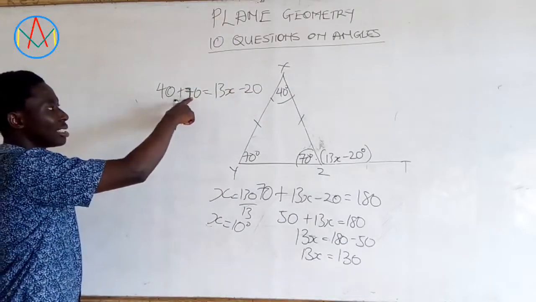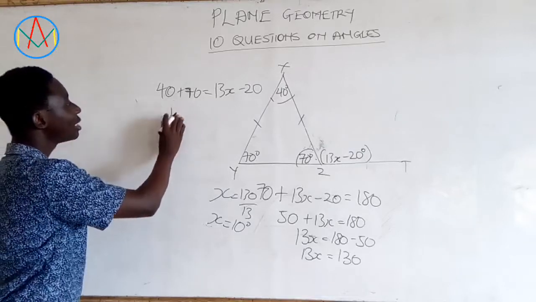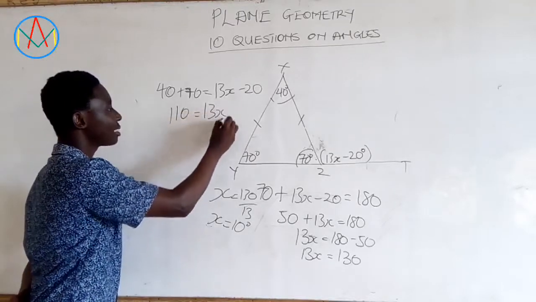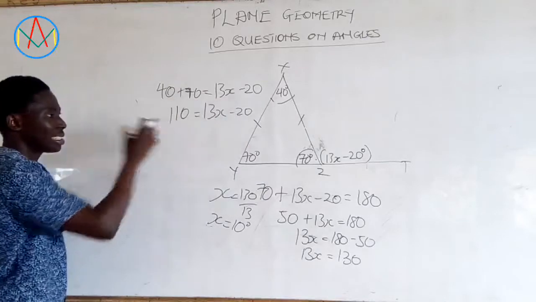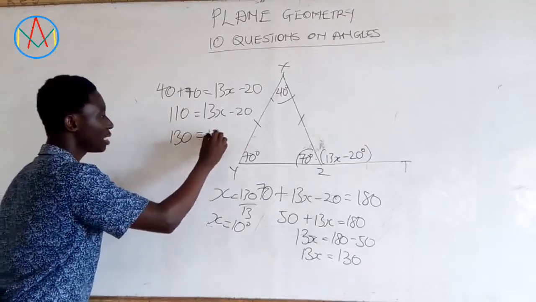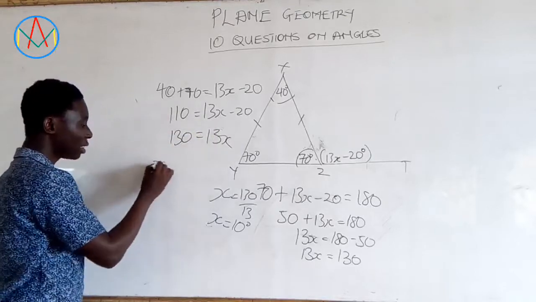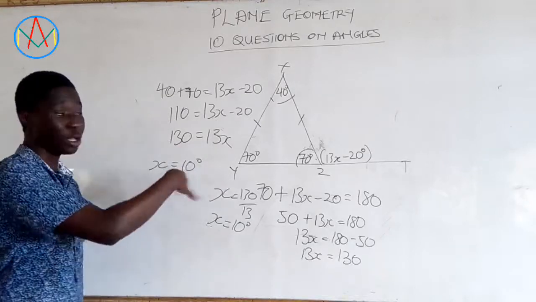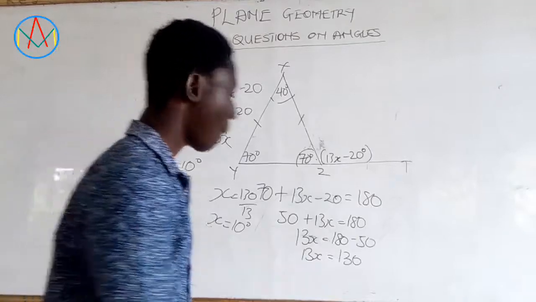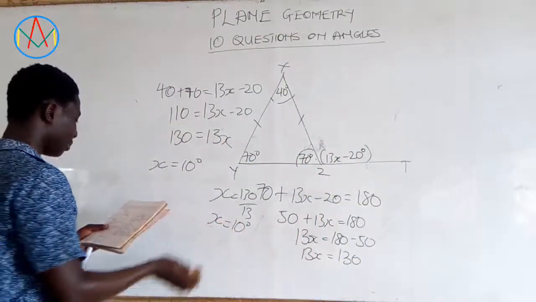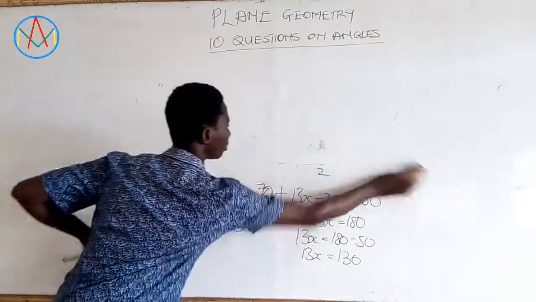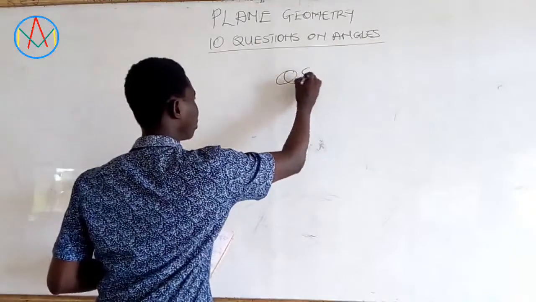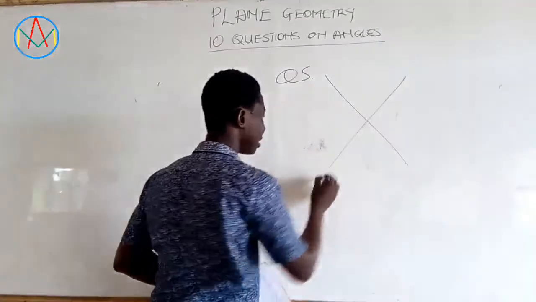Now 40 plus 70 is 110, equal to 13x minus 20. Now if you bring this to the other side, I'm going to get 130 equal to 13x. So you are going to get x to be 10. Meaning the two ways of solving it can work. Now let's move on to question number 5. Question number 5, we have something like this.